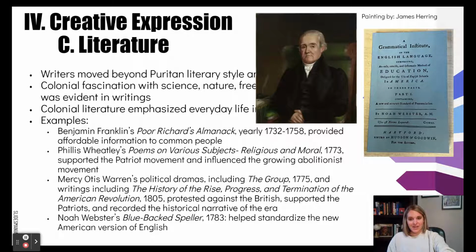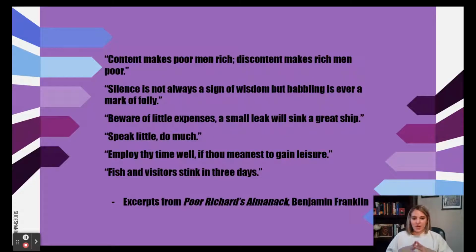So our last thing today is to look at a few of the witty remarks by Benjamin Franklin in his Poor Richard's Almanac over the years. So some good advice here. Content make poor men rich. Discontent makes rich men poor. Silence is not always a sign of wisdom, but babbling is ever a mark of folly. Beware of little expenses. A small leak will sink a great ship. Speak little, do much. Employ thy time well, if thou meanest to gain leisure. And one of my favorites, fish and visitors stink in 3 days.